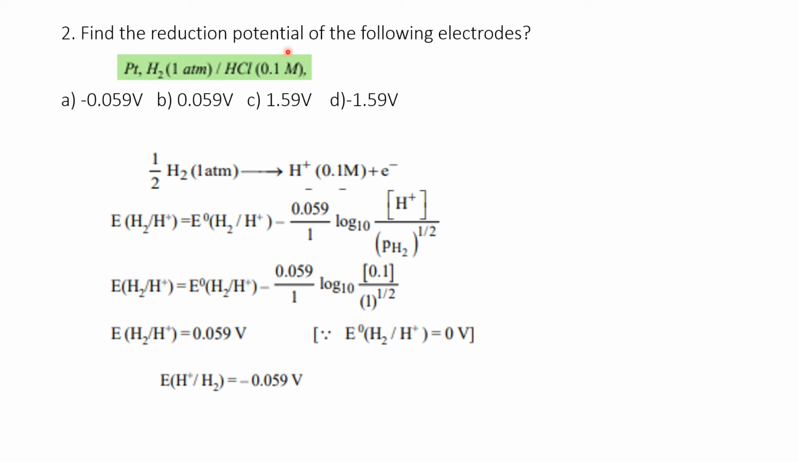What they are asking here is the reduction potential. This is the hydrogen to H plus. Okay, and hydrogen going from 0 to plus 1 is an oxidation reaction. So for reduction, meaning H plus to H2, just reverse the sign. Whatever the sign is there, here positive means minus. That is the minus value. So accordingly we get the answer. Okay, so A is the answer.